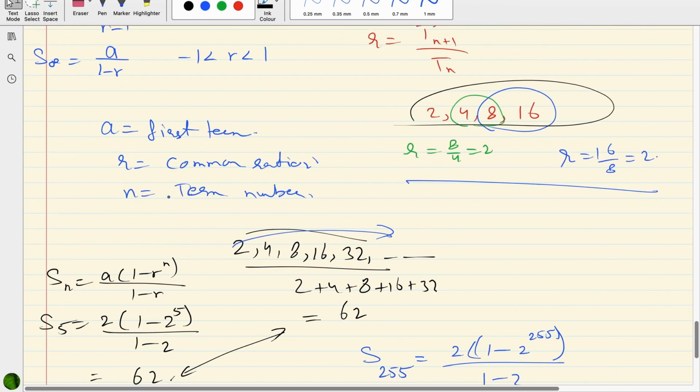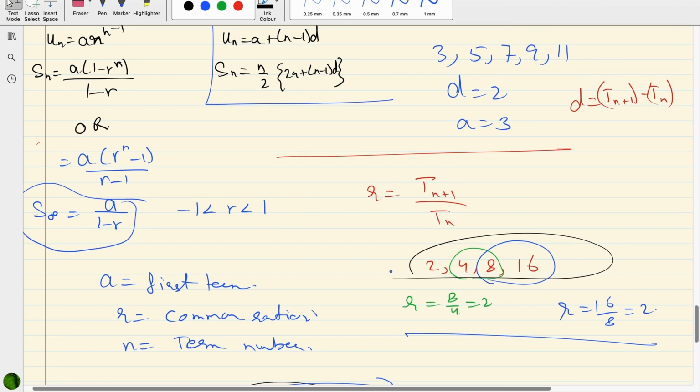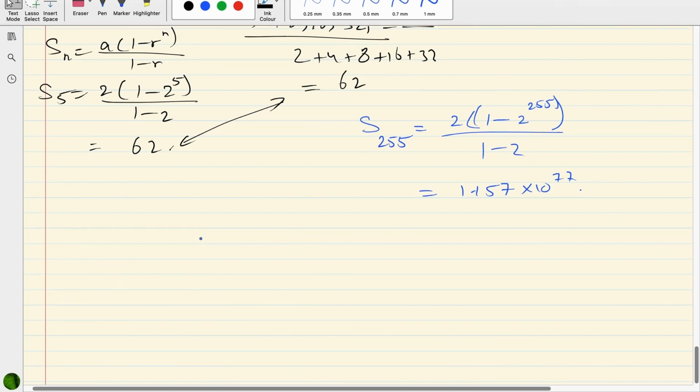And about the third formula, this is a over 1 minus r to find the sum up to infinity, but the condition is r has to be between 1 and minus 1. And when r is less than 1, that would mean the successive term is actually decreasing. For example, we have 100, 50, 25, 12.5. You see, I'm dividing all these terms by 2. So r is equal to 1 by 2 in this case.